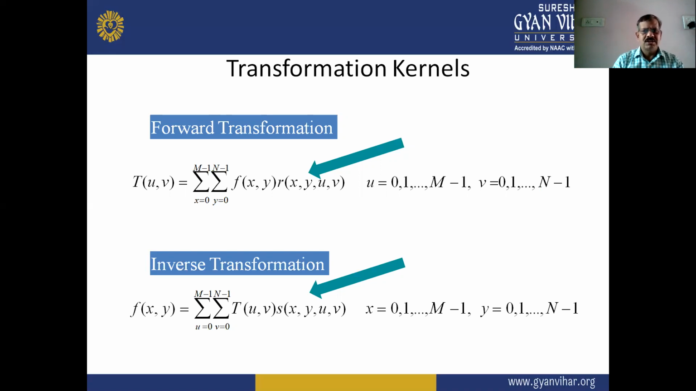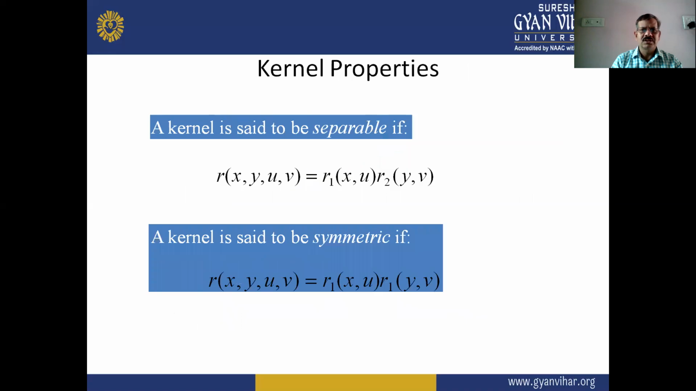Second one is the inverse transformation. Inverse transformation: f(x,y) equals the summation over u equal to 0 to n minus 1 and v equal to 0 to n minus 1 of T(u,v) into s(x,y,u,v), where x equals 0, 1 and so on to n minus 1 and y equals 0, 1, 2 and so on to n minus 1. So these are the two transformation kernels.